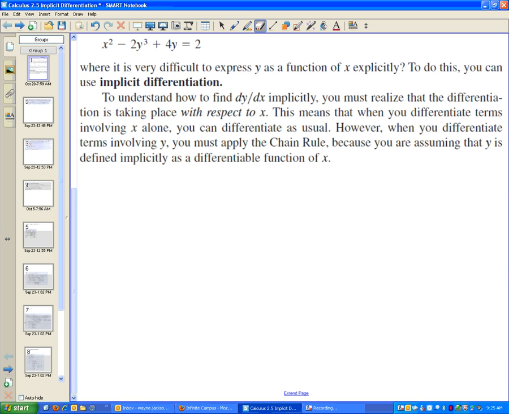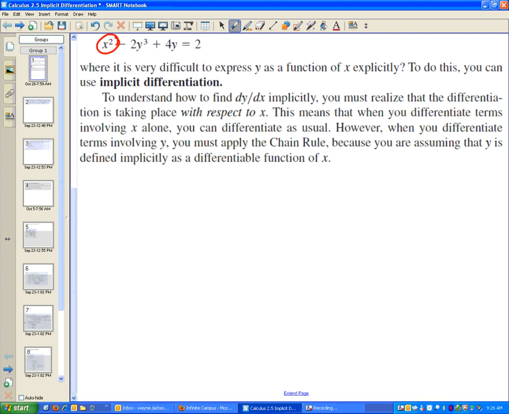Now, this means that when you differentiate terms involving x alone, you can differentiate as usual. So, if I was taking the derivative of what's shown at the top of the screen, x squared minus 2y cubed plus 4y equals 2, to take the derivative of x squared, it's 2x, just like we've known for a while. Because that's written as a function of x. We're good. X is the variable, right? If x is the variable, that's what we've been doing up until now.